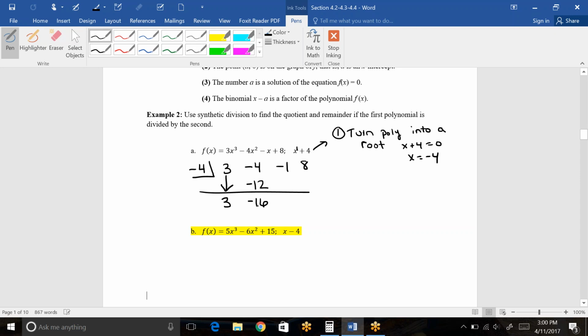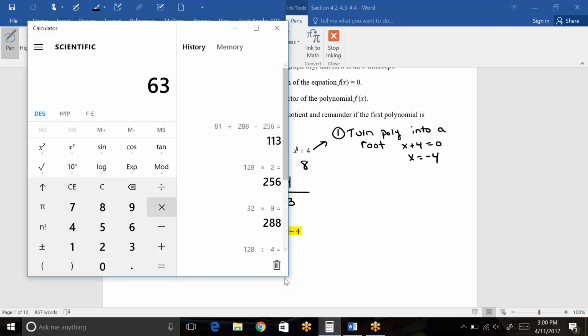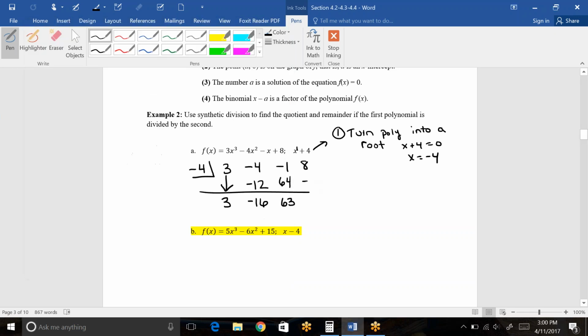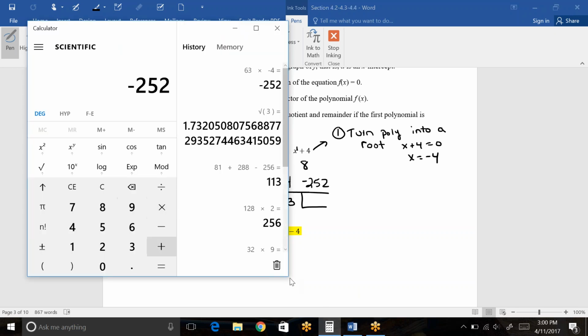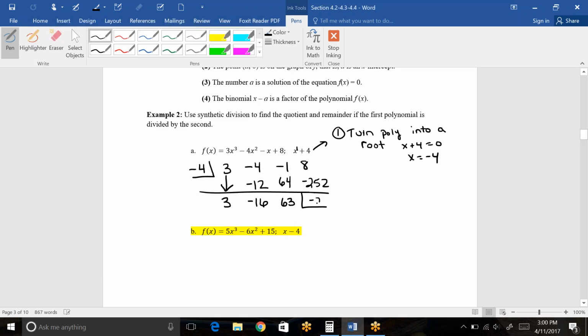We multiply -4 times -16 next. That would make +64. We add the column, that's +63. Lastly, we need to do 63 times the -4, which is -252. And this final column actually ends up being your remainder box. So if we add that to 8, we get -244.